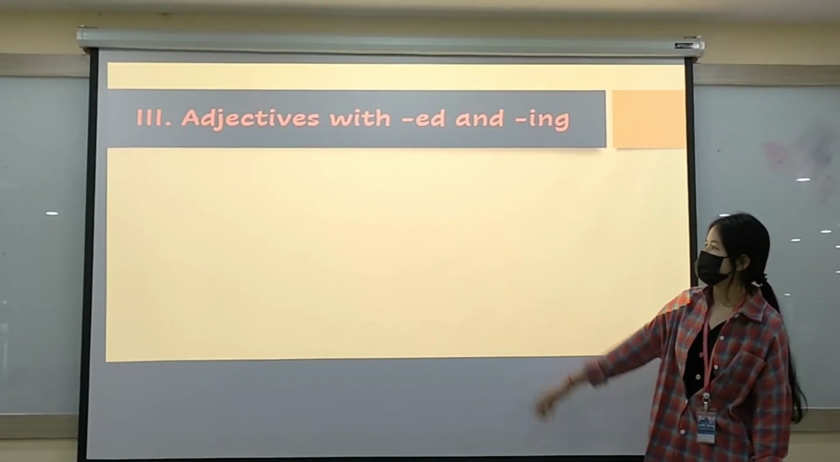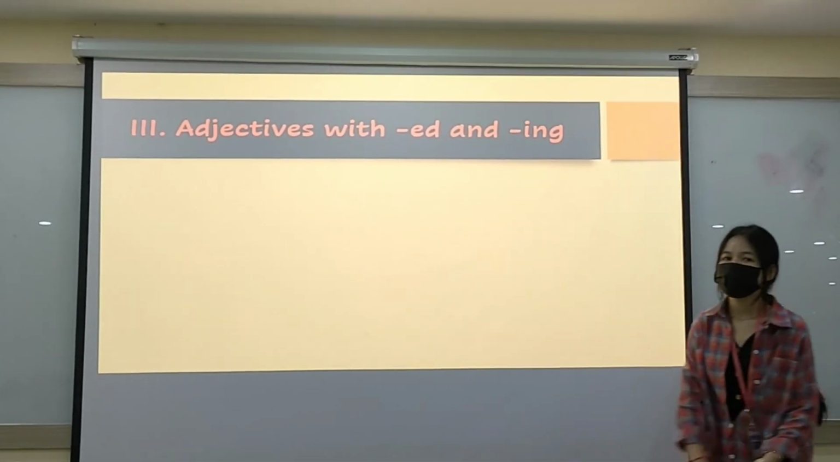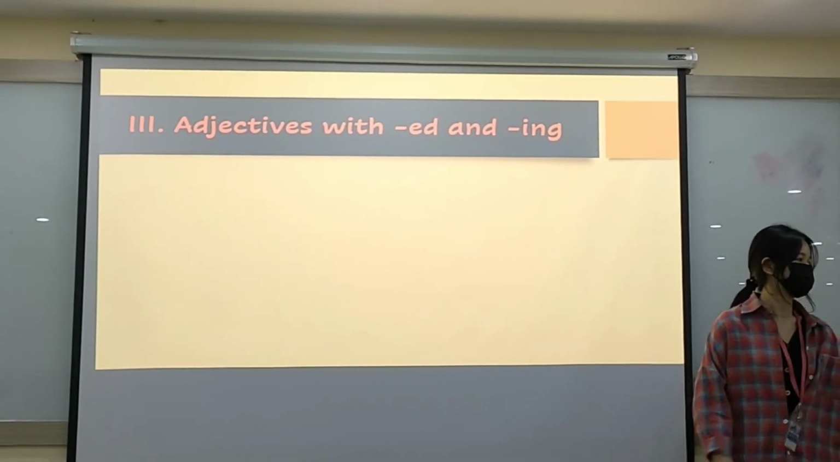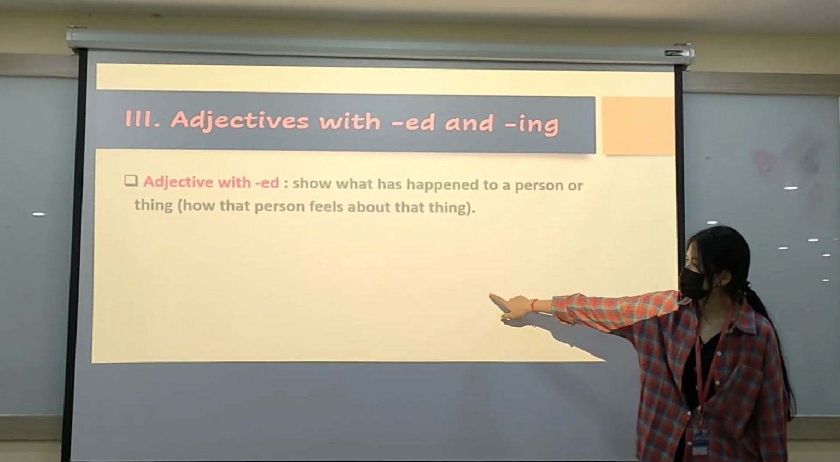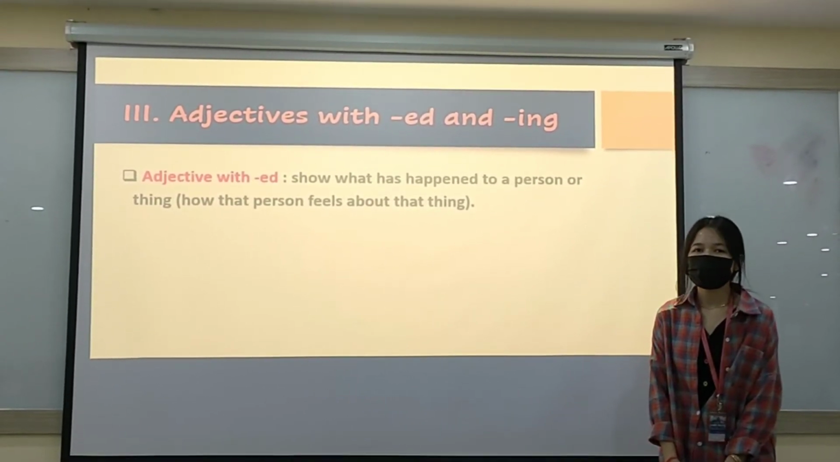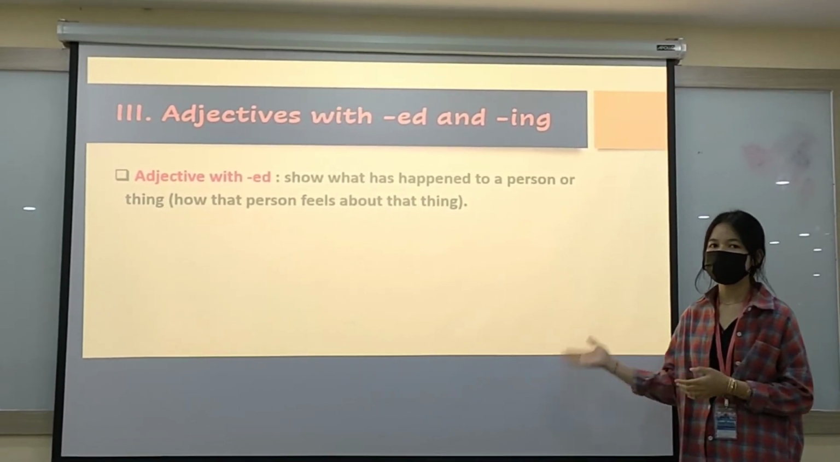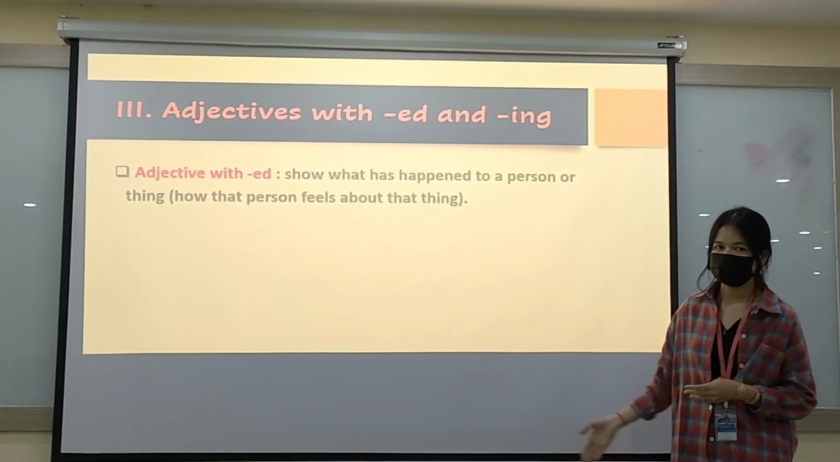Today I come here to show all of you about point number 3, adjectives with -ing and adjectives with -ed. Don't forget, now this one is adjective with -ed. Adjective with -ed is used to show what has happened to a person, or you can say how the person feels about that thing.